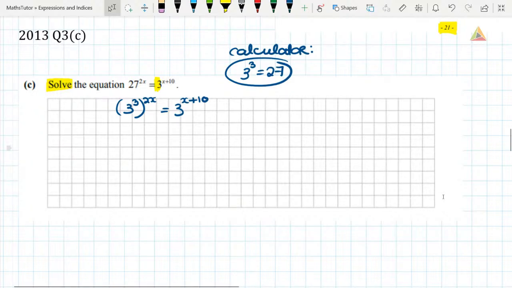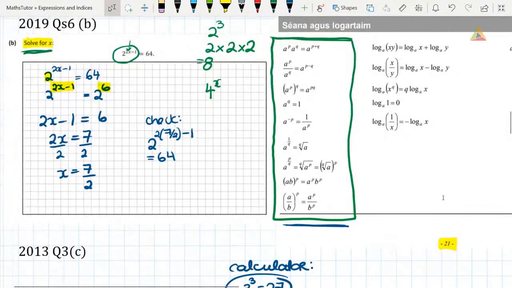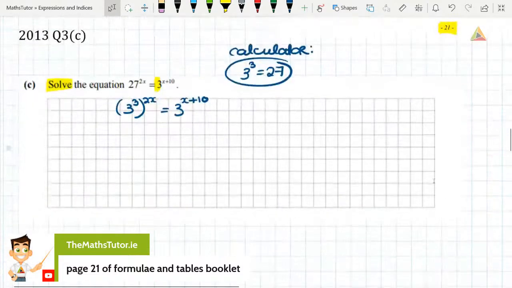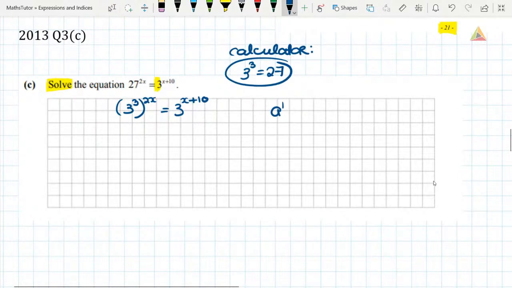And this is going to tell me to use page 21 of my tables. So on page 21 of my tables, I see this formula, which says a to the power of p in a bracket with a q as a power outside a bracket is the same as a to the power of p touching q. And when p is touching q, that's going to mean multiply. So we're going to take this formula and we're going to apply it. So it tells me to multiply.